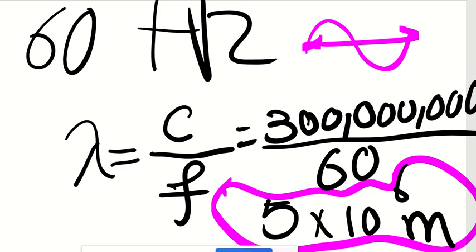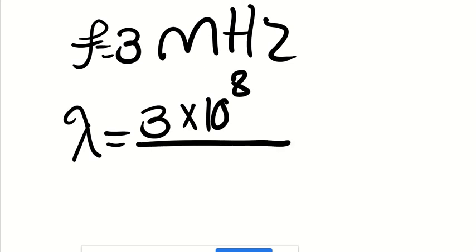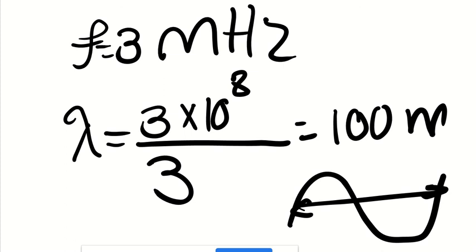Now, another example. What if I have a frequency like 3 megahertz? Then what would be lambda for speed of light? It will be 3 times 10 power of 8 meter per second over 3 megahertz. The value you get is 100 meter. So that means your wavelength is 100 meter. 100 meter is like the length of a football field. That's a big wavelength as well.